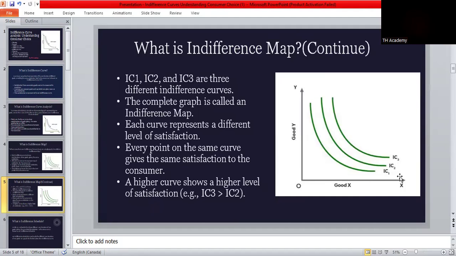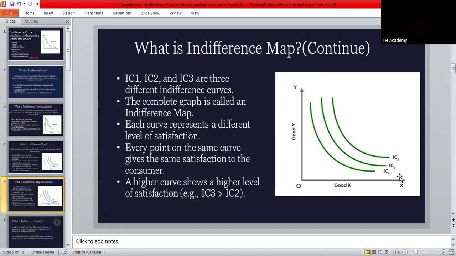Okay. Now let's look deeper. Suppose we have three curves, IC1, IC2 and IC3. Each one shows a different level of satisfaction. Each point on the curve gives equal satisfaction, but moving to a higher curve, say from IC1 to IC3, means more satisfaction. So in short, a higher curve equals a higher level of satisfaction.